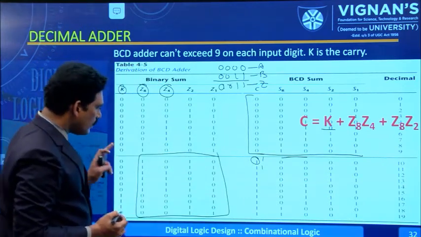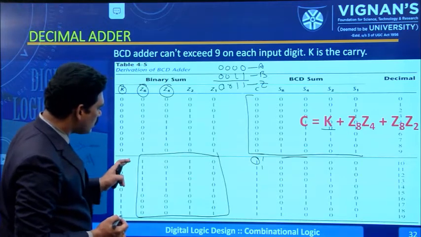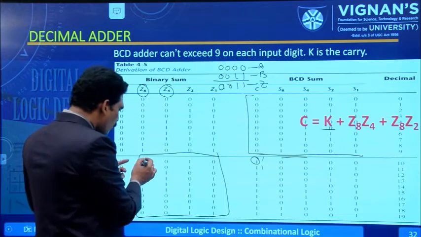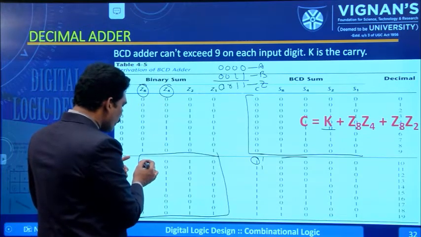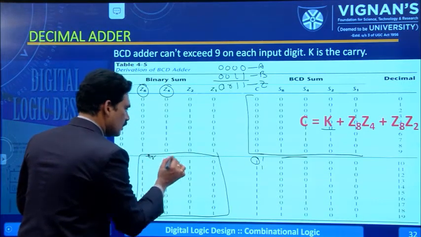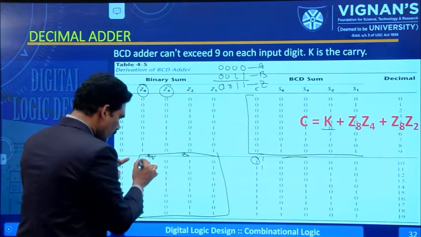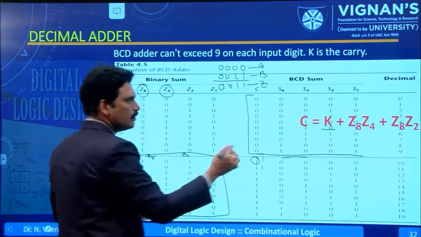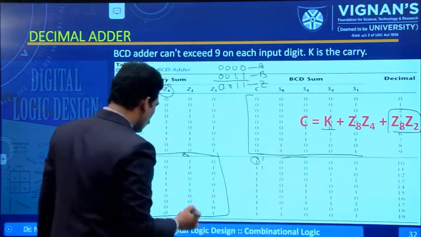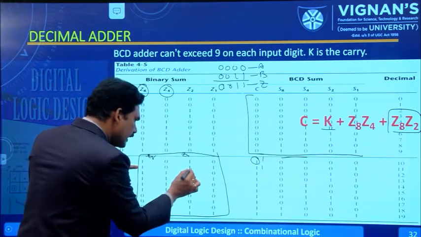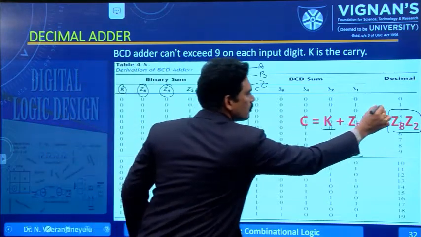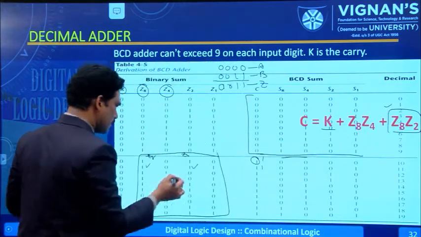Here we are going to count these numbers. First, how to capture this one: Z8 is 1 and Z4 is 1. To capture this number we need Z8 Z2. So, to capture this number we use Z8 Z4, and with this we can capture this number.